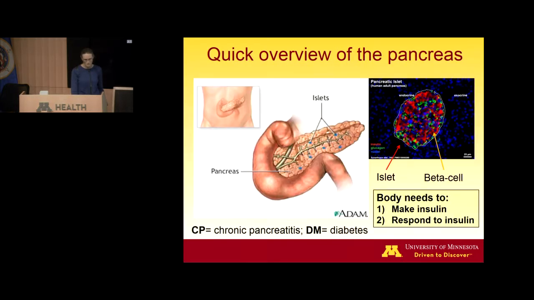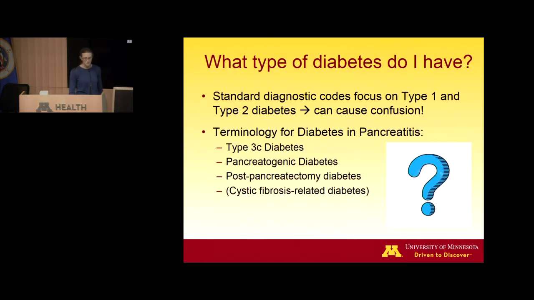So, for anyone who might not be familiar, a quick overview of the endocrine portion of the pancreas. The islets make up about 2% of the pancreatic tissue. The islets are a cluster of cells; about half of those cells are beta cells that make the insulin, and there are other cell types like alpha cells that make the glucagon. In order to not have diabetes, our body needs to, number one, make insulin, and number two, be able to respond to that insulin. People who either can't make enough insulin or whose body doesn't respond to the insulin develop diabetes.